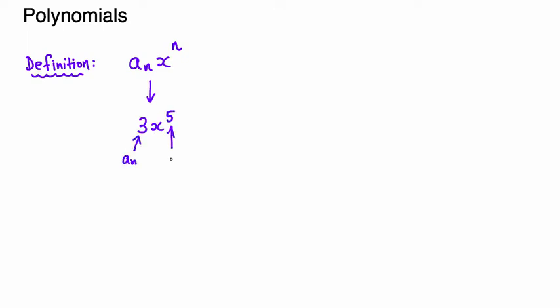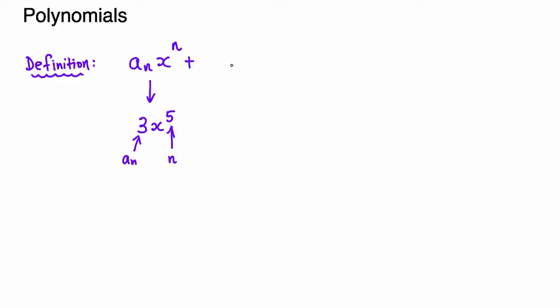Okay, polynomials. Let's start by defining what a polynomial looks like. It's an algebraic expression where you have a coefficient, I'll call that a_n, times a variable, I'll use the letter x, to the power of n. So you might have something like 3x^5. This would be your a_n, and this would be your n value.